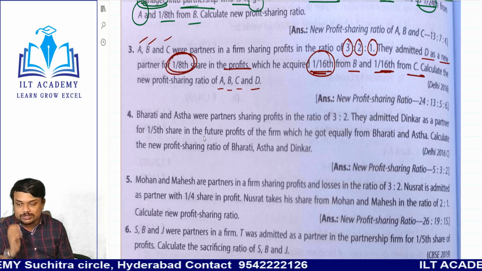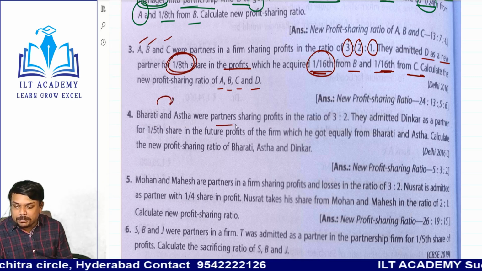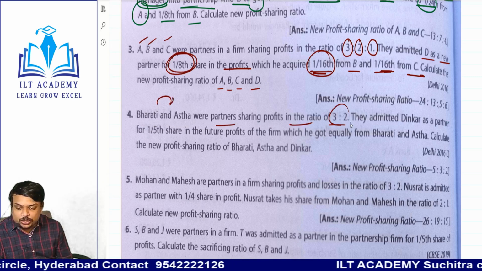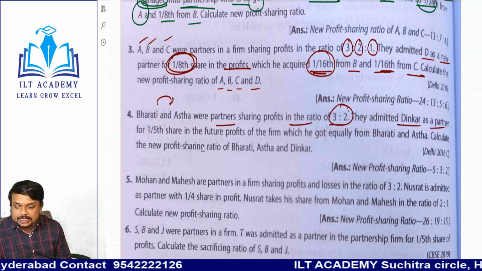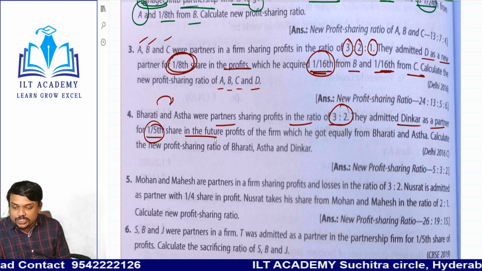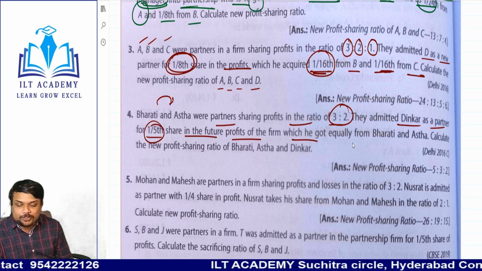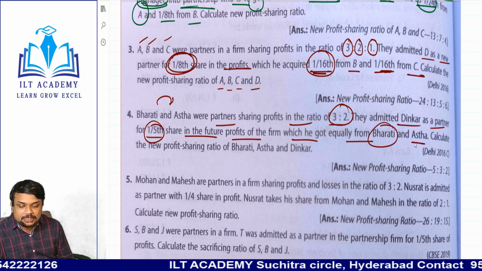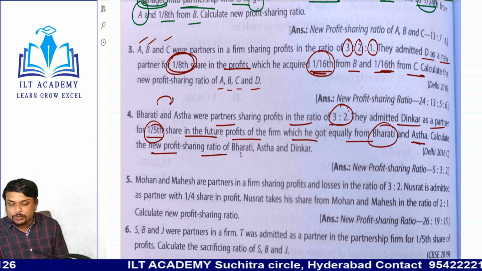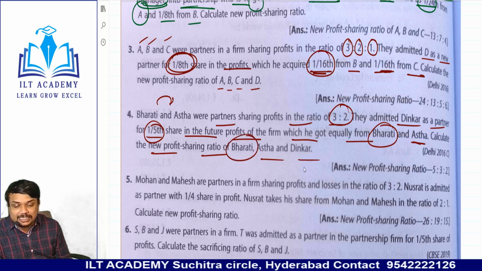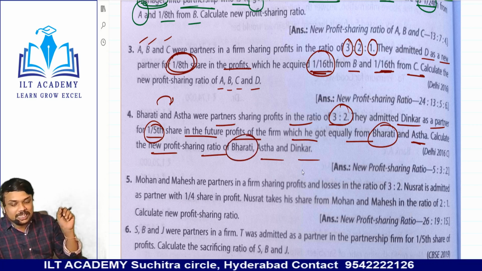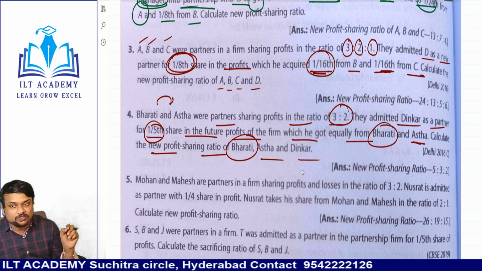See the fourth one, what is the question? Bharti and Asta were partners sharing the profits in the ratio 3:2. They admitted Dinkar as a partner for 1/5 share in the future profits of the firm, which he got equally from Bharti and Asta. Calculate the new profit sharing ratio of Bharti, Asta and Dinkar. This time the question is giving one condition, so let us interpret that question again.